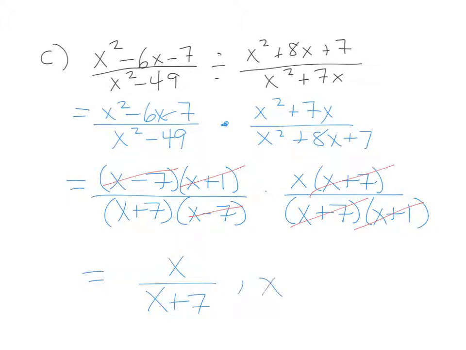And x cannot equal positive and negative 7, negative 1, and 0. Why 0? We don't usually look at the numerators for non-permissible values, right? But that x on its own that gives you the 0 is in the numerator. Why are we including it here? Because you can't have 0 out of x plus 7.